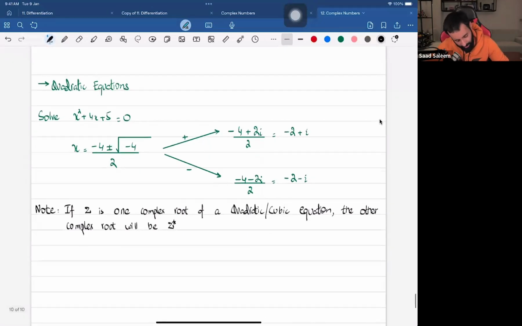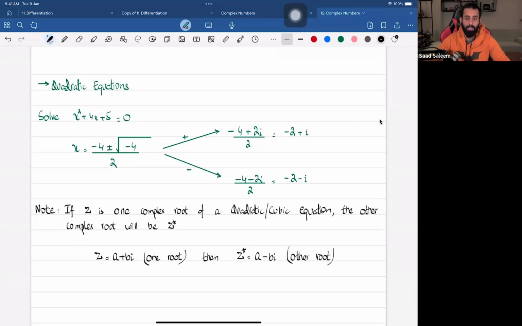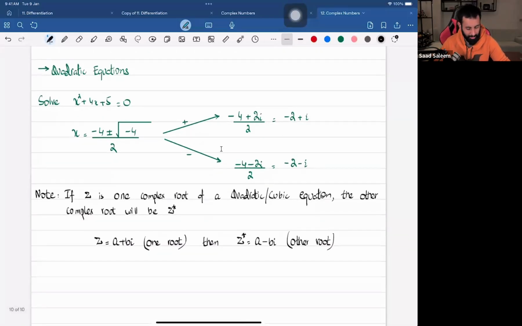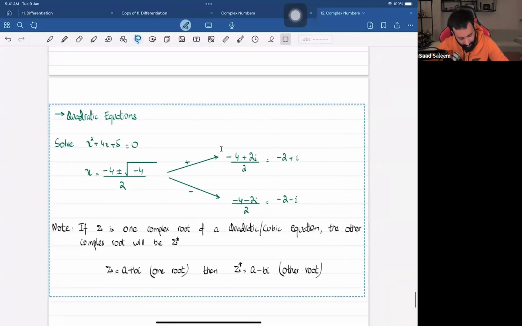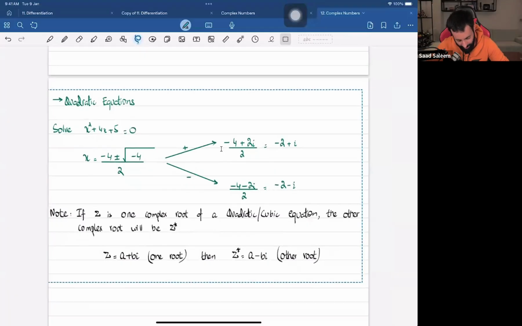So if z equals a plus b iota is one root, then z star, which is equal to a minus b iota, would be the other root. And that's a standard rule. You're very welcome to try it with any other quadratic equation, and you'll notice this to be the case. Now, what we did here was we solved a quadratic equation.